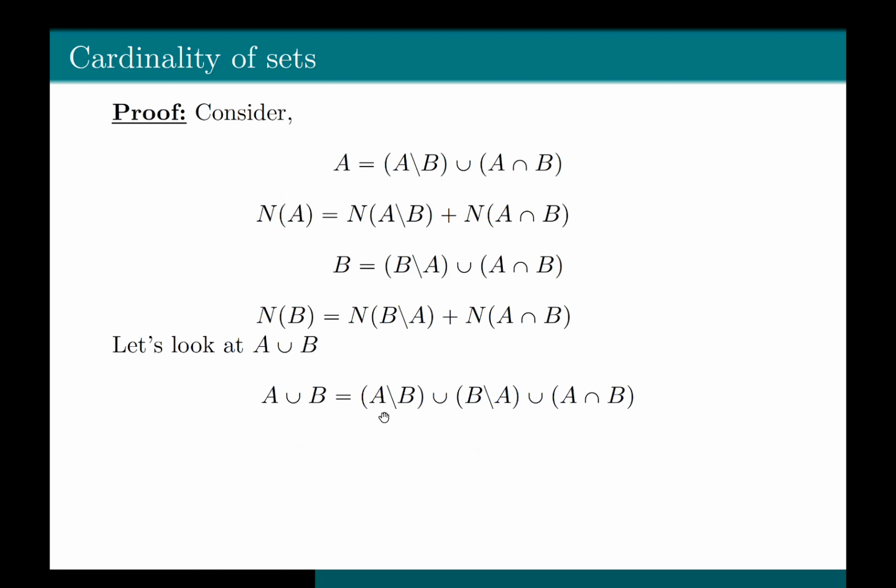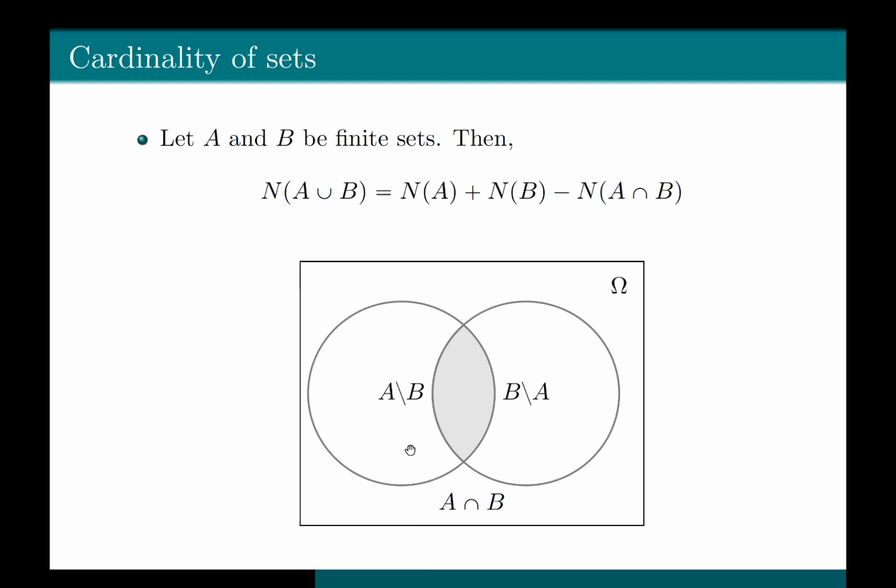Therefore, A union B, which is A minus B union B minus A union A intersection B, all these three sets are disjoint. Cardinality of A union B will be equal to cardinality of A minus B plus cardinality of B minus A plus cardinality of A intersection B, because all these three sets are disjoint. Now, if we look at the original formula, we need to prove that cardinality of A union B is equal to cardinality of A plus cardinality of B minus cardinality of A intersection B.